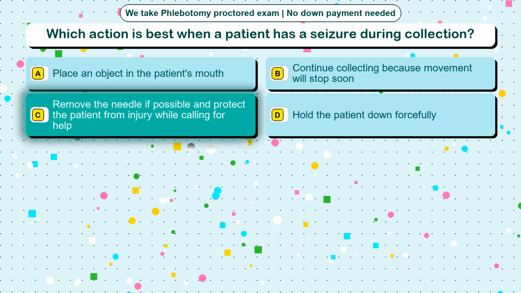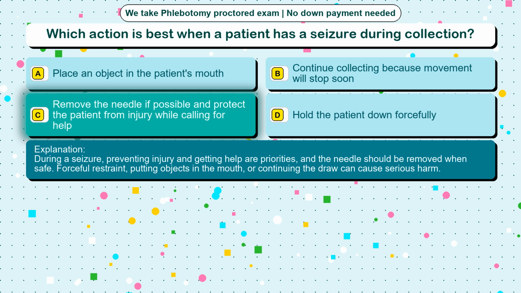The correct answer is option C. Remove the needle if possible and protect the patient from injury while calling for help. During a seizure, preventing injury and getting help are priorities, and the needle should be removed when safe. Forceful restraint, putting objects in the mouth, or continuing the draw can cause serious harm.